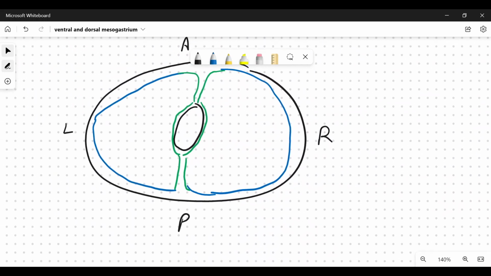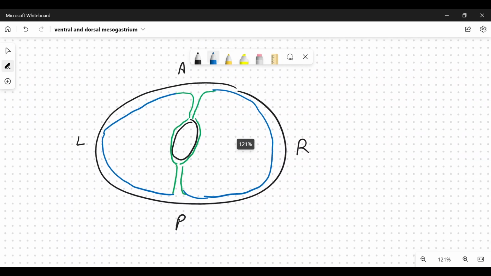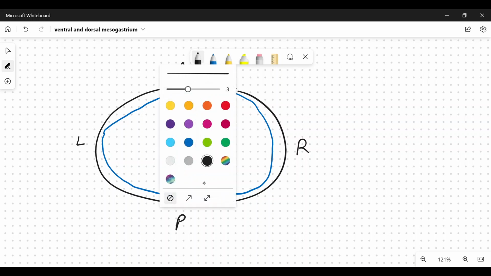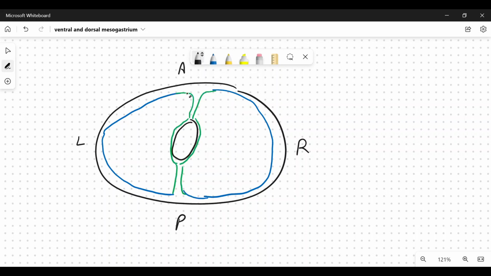Comes like this. Okay, right. So this is before the rotation of gut has happened. This is before any structures have developed in the ventral and the dorsal mesogastrium. Now you can guess this part will be called as what? This much part is the ventral mesogastrium and this much part is the dorsal mesogastrium, correct?